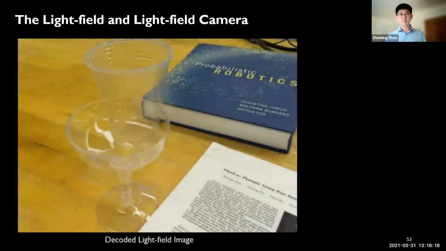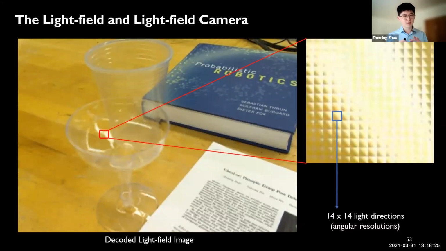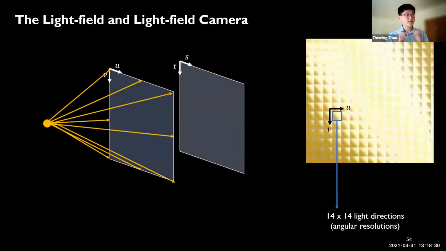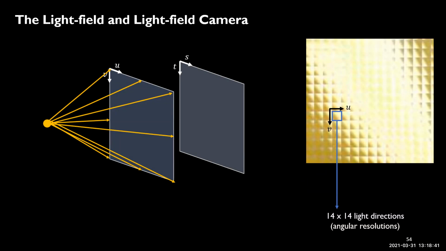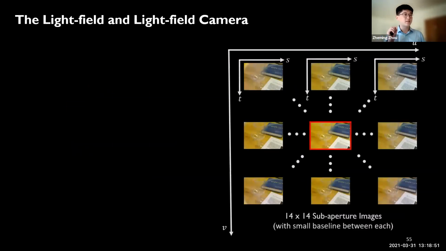Here we show an example of a real life image. If we take a closer look, we can see those rectangle-like features. Remembering what we talked about, the angular resolution, those small rectangles are capturing various light directions for a specific point in the real world. For instance, in this example, it captured 14 by 14, around 200 light directions for a specific point in the real world. But it is not that intuitive if we decompose the image this way.